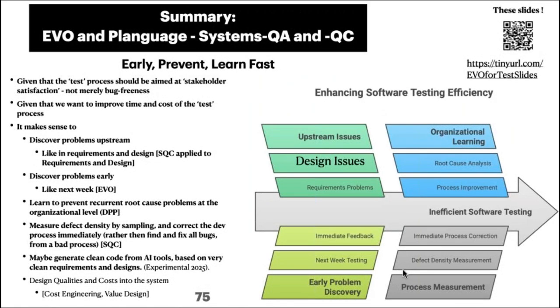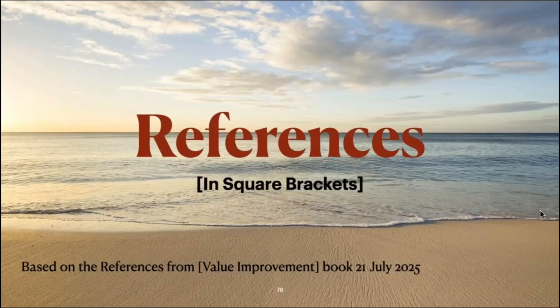Okay. Here's a summary. We need to deal with quality early. We need to prevent bad stuff from happening. We need to learn fast, like next week and every week for the rest of the project. And we need to do a lot of different stuff to make stuff better.